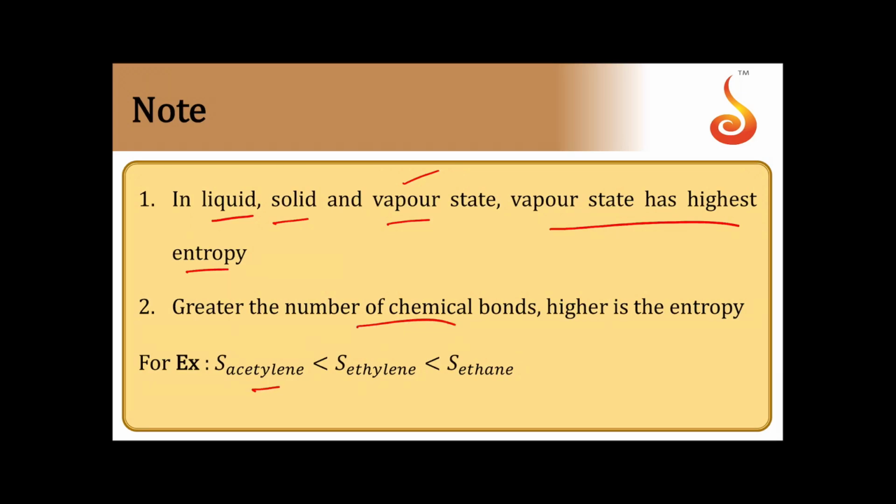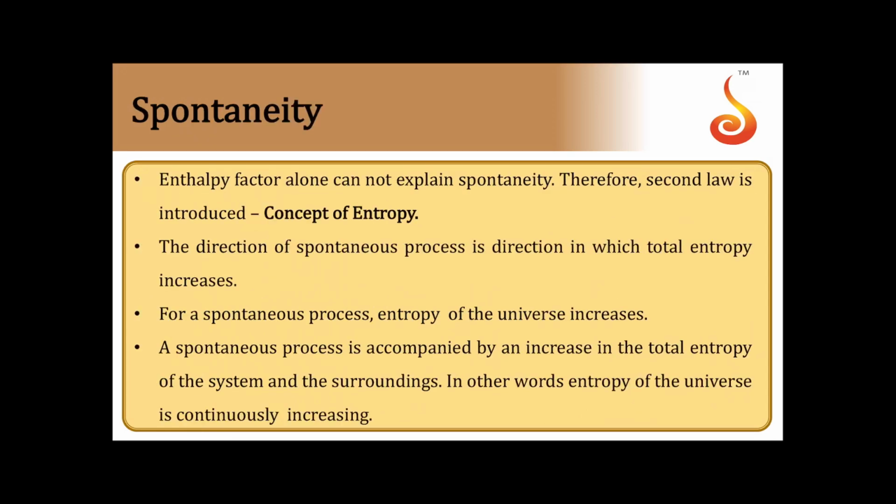Now the greater the number of chemical bonds, suppose all three of them are gaseous states only. In such a case, we need to take the number of bonds. Suppose if you see acetylene gas, acetylene has 1, 2, 3, 4, 5 bonds. Ethane, if you consider, in the ethane molecule there are 7 bonds: 1, 2, 3, 4, 5, 6, plus the middle one, 7. Here we have 3 plus 2, 5 bonds. So the more the number of bonds, if all of them are in gaseous state, the higher the entropy.